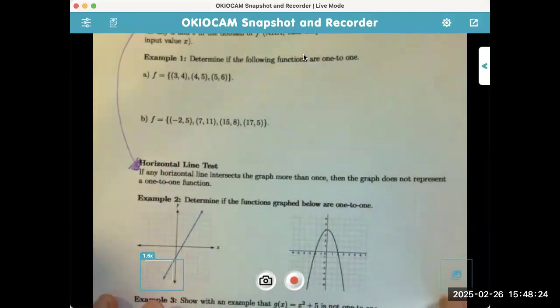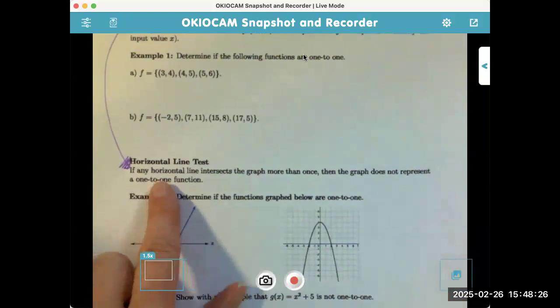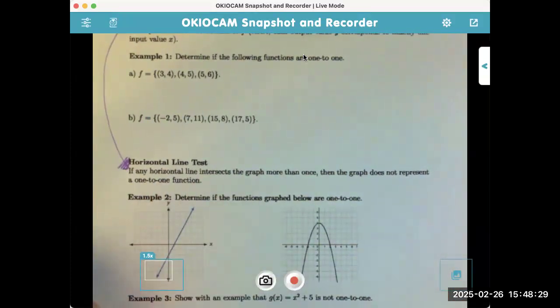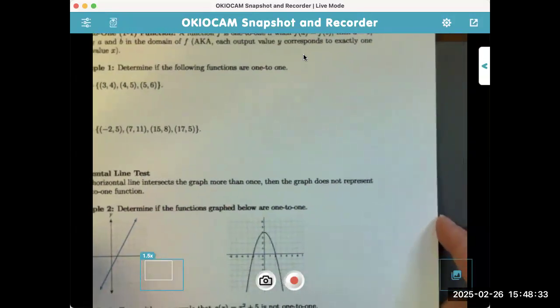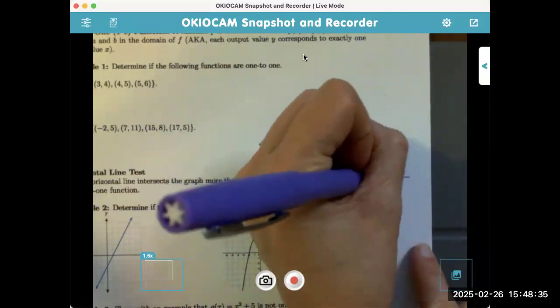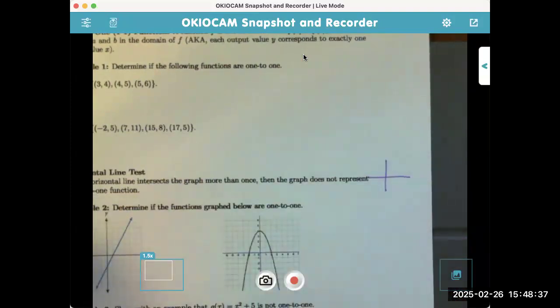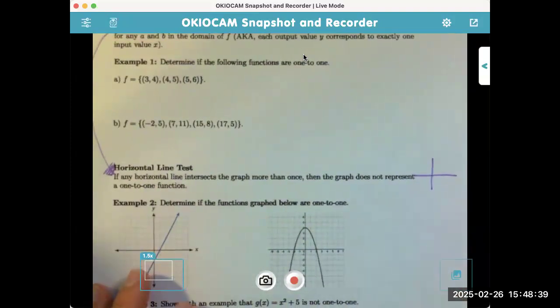You know, that little box is there. The horizontal line test intersects the graph more than once when the graph does not represent a one-to-one function. Okay, so I know that's kind of circular, but basically it's the vertical line test, but instead of vertical lines, you just do a bunch of horizontal lines.